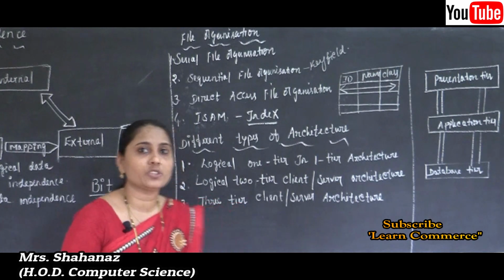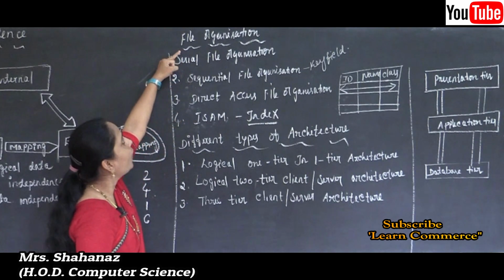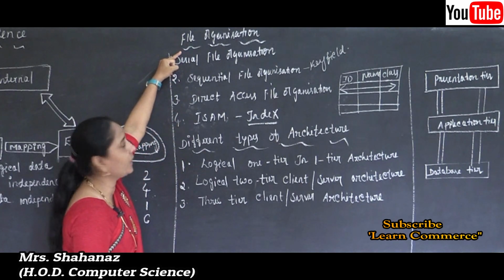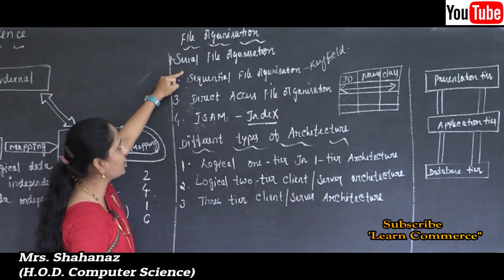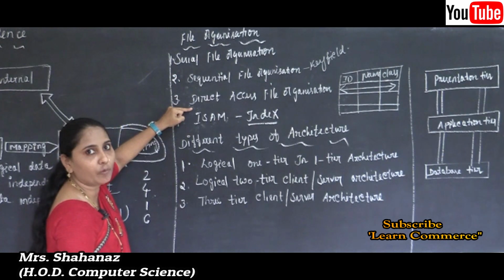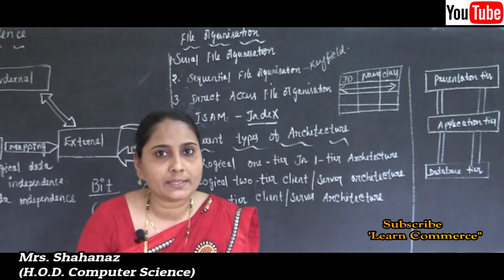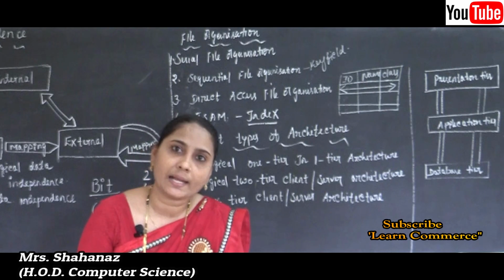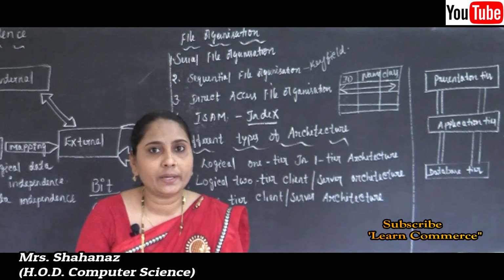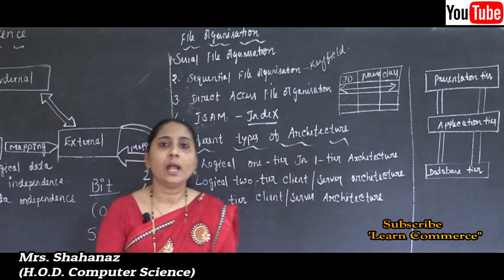So this is about some of the important concepts we explained here, that is, file organization: serial file organization, sequential file organization, direct access file organization, and lastly ISAM. The full form of ISAM is indexed sequential access method. And we completed the meaning, advantages, as well as disadvantages of ISAM.